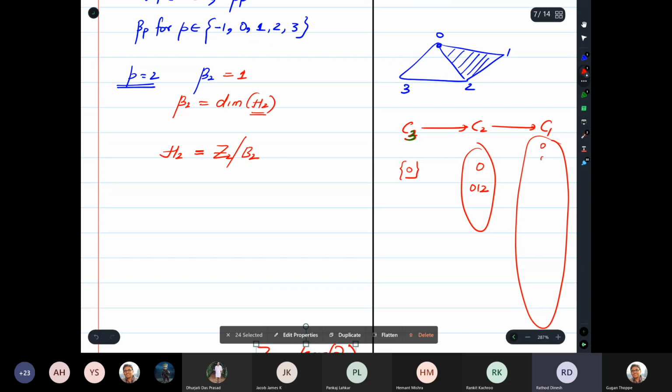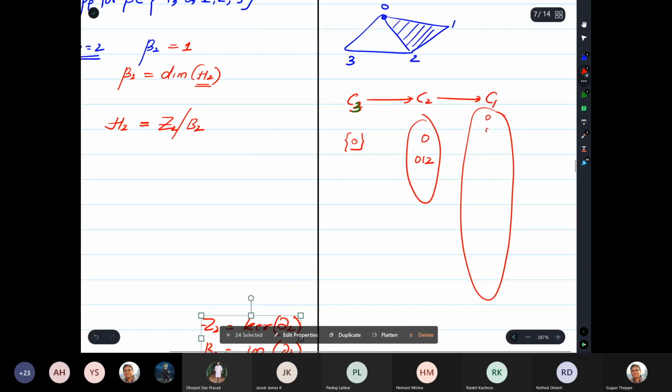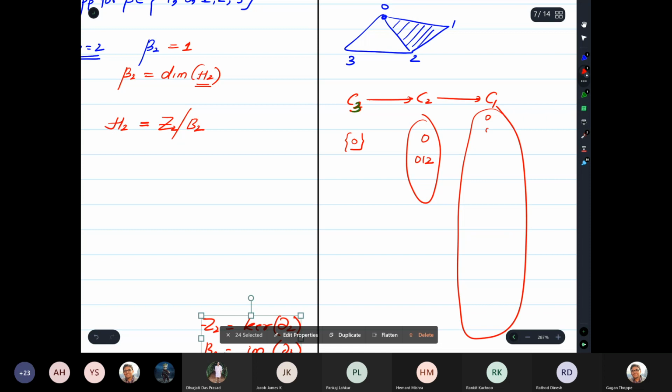Sir, can you show me the simplicial complex? Yeah, I have shown it. Can you see it now? Are you able to see it? Yeah. Okay, go ahead. 0. 2. How can 2 be a one face? 2 is a vertex.